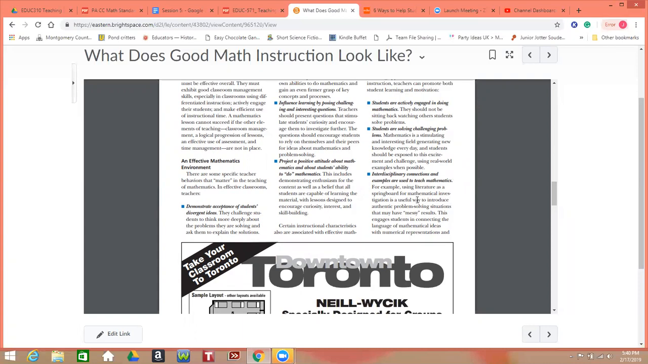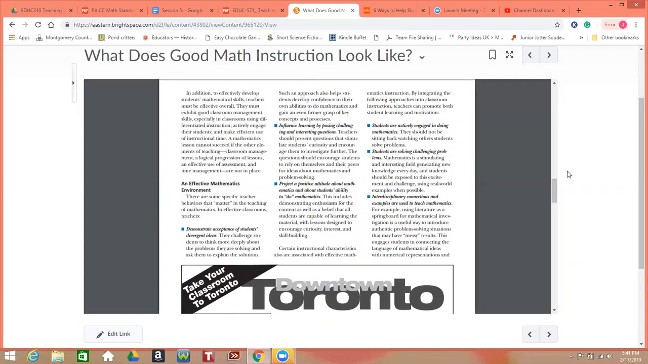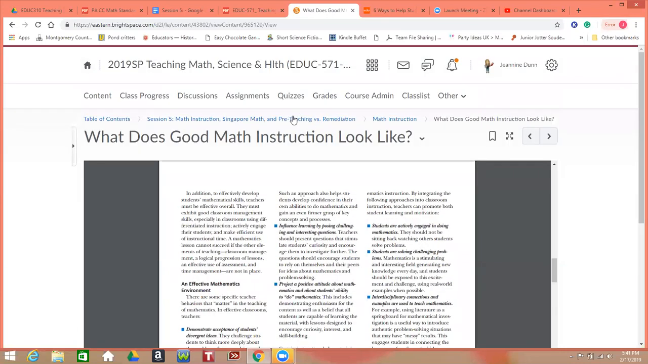And then finally, my favorite of everything here is the interdisciplinary connections and examples that are used to teach mathematics. As we already know, we're working on developing our own interdisciplinary units. I think it's important for students to be able to see that there are real-world connections, and that math is all around us. So any time you have the ability to make cross-curricular connections, it's really important. All right, so that's that one article. You can read the rest of it on your own.